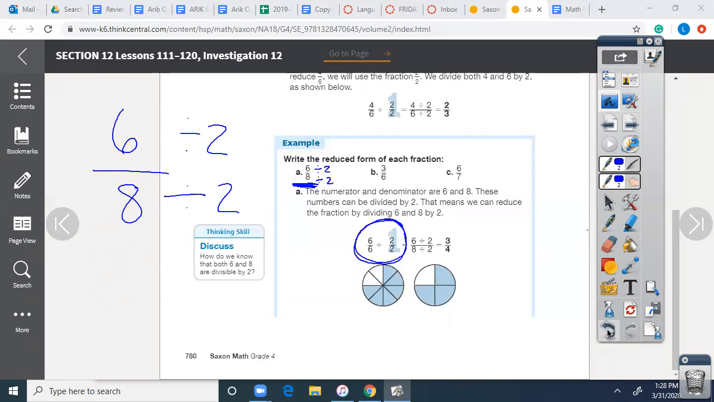What we do to the top, we have to do to the bottom. 6 divided by 2 is 3. 8 divided by 2 is 4. So that's where we get this number, 3/4. In our example right here, 6/8 is that much pizza, and 3/4 is that much pizza. You see how it's the same thing? So we're not changing the fraction, we're just reducing it or simplifying it.